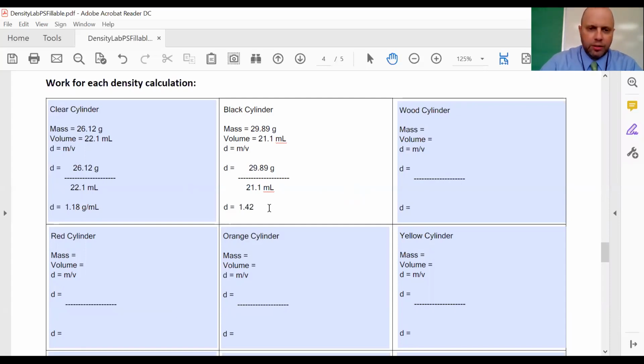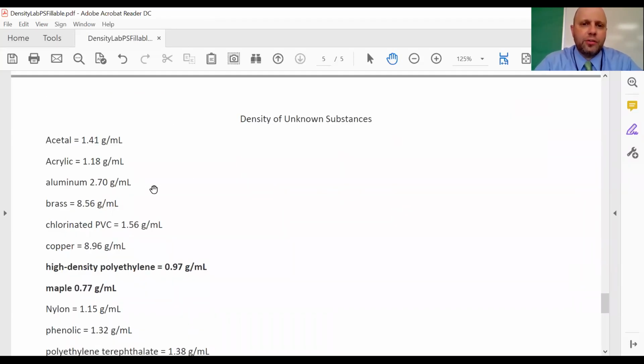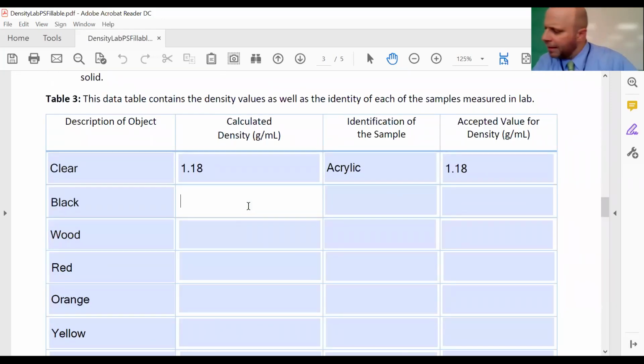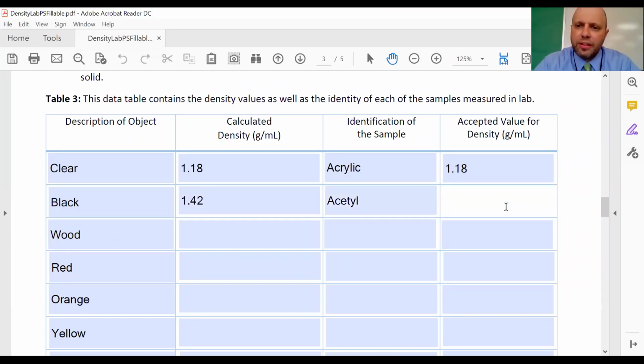1.42 as our density. So if we look at the values on the next page, actually it's right at the top there, 1.41. So it's acetyl. So we're going to put in here our value, which was 1.42. And the accepted value was 1.41 from the chart. Okay, so we finished our second sample.